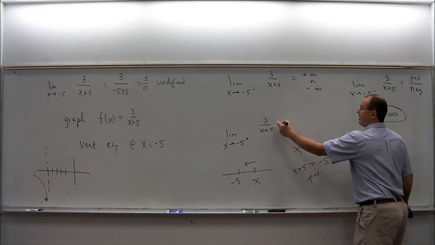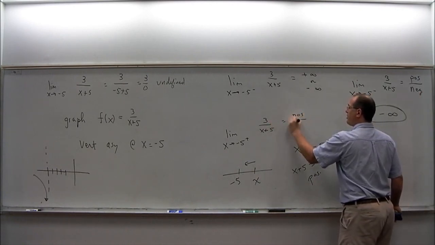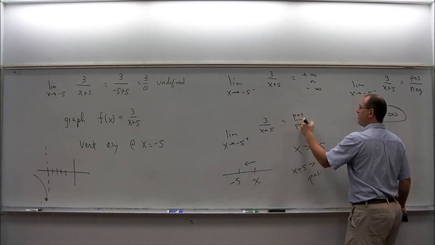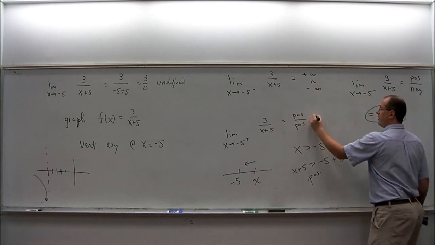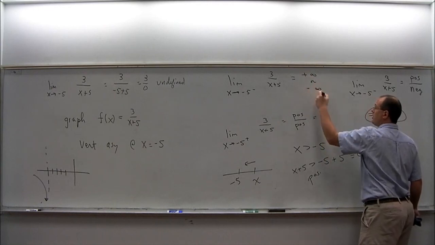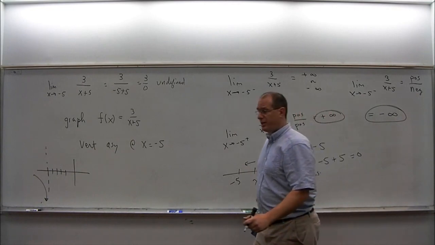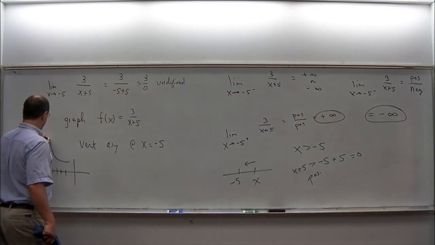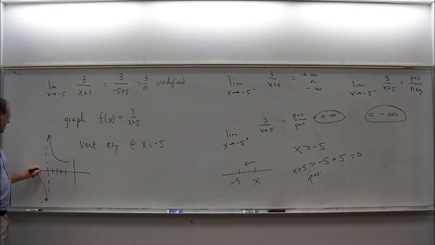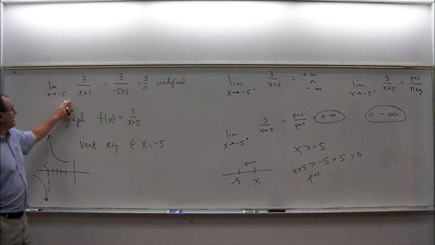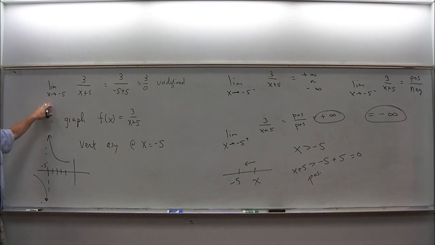So in this limit, the fraction is 3 is positive, and x plus 5 is positive. Positive over positive is positive, so my choices are plus infinity or minus infinity. So on this side, I'm getting plus infinity. And so the curve has a vertical asymptote at x equals -5. It goes to negative infinity from the left, and it goes to plus infinity from the right. So the two-sided limit does not exist because the one-sided limits are different.